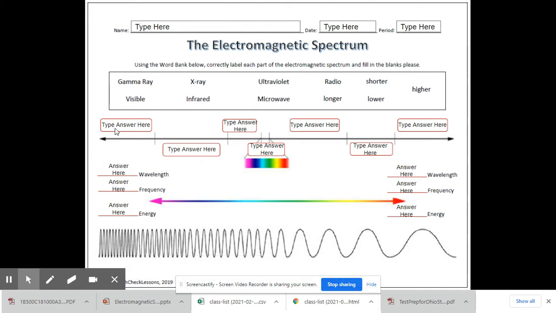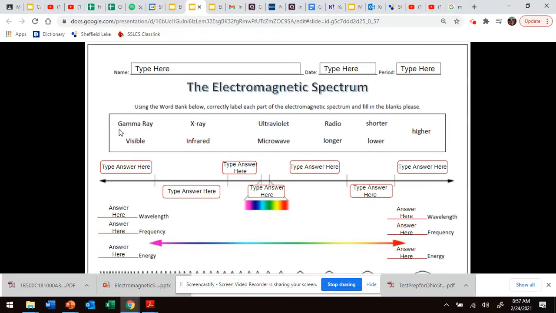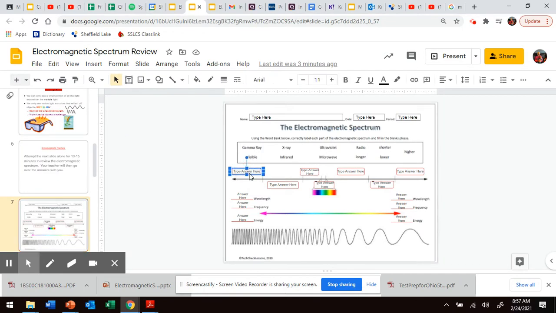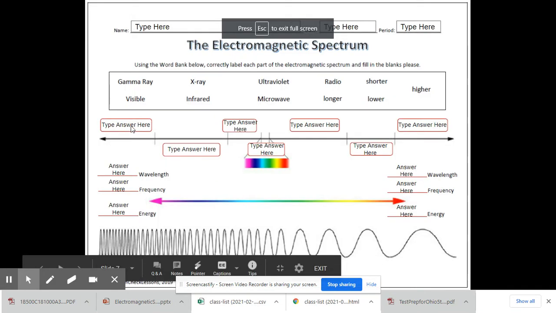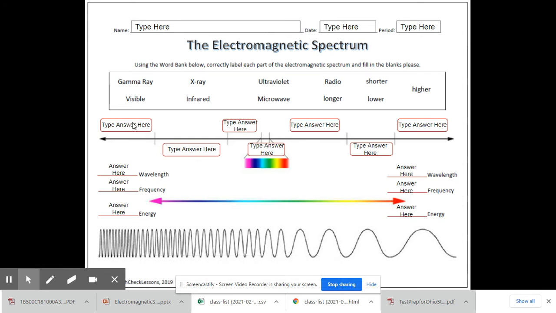So let's do one together. Out of present mode. Where it says type here, this first one is gamma. Gamma rays are the most powerful ray on that electromagnetic spectrum. So right here where my mouse is, you're going to type gamma. Then you're going to think, what's the next most powerful one?